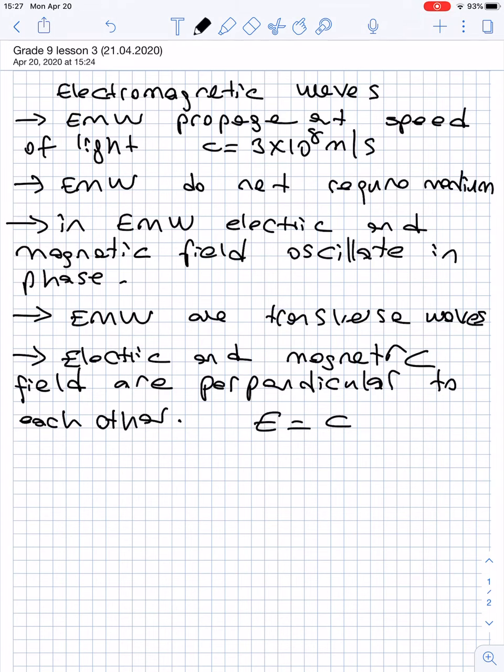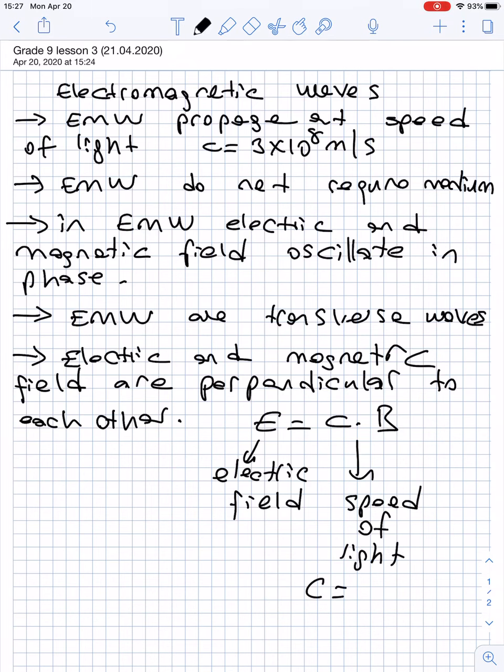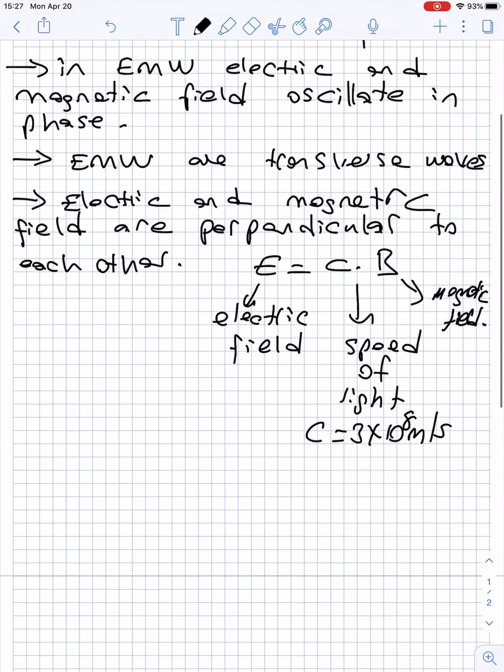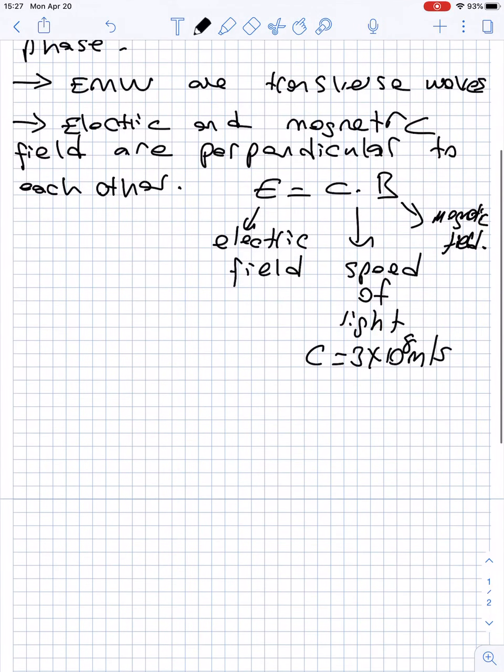And what does it mean? Electric field is equal C multiplying B. And E means electric field. C, speed of light. C is equal 3 times 10 to the 8 meter over second. B means magnetic field symbol.